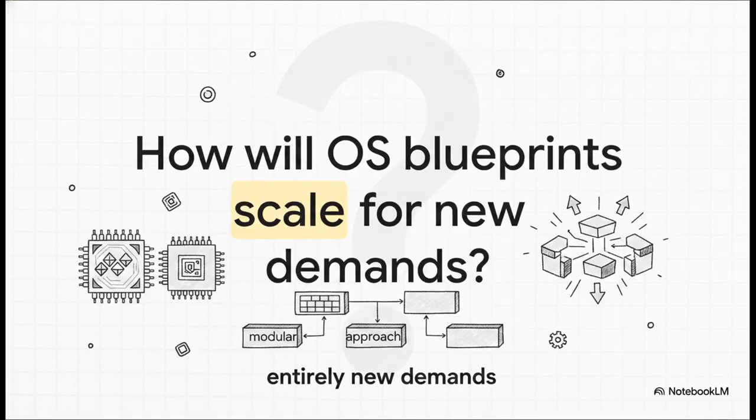And honestly, seeing that evolution leaves us with a pretty fascinating question. As hardware just continues to advance, we've got quantum computing and dedicated AI chips entering the mainstream now, how will the operating system blueprints of tomorrow scale to meet entirely new demands? The modular approach is absolutely our gold standard right now, but as we know, technology never stands still.